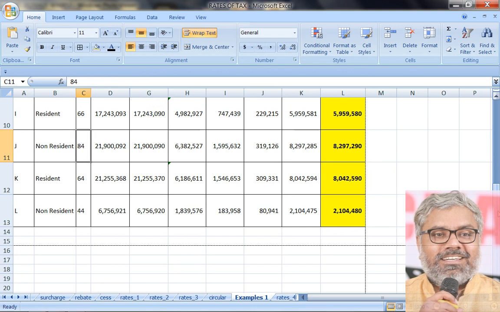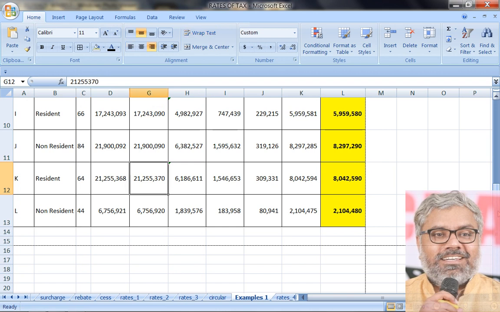For J, again non-resident, even though 84 we don't care, calculation is quite normal. Same income minus 10 lakhs into 30% plus 1,12,500, no difference there. Surcharge you have to be careful because the income is more than 2 crores but less than 5 crores. Surcharge is 25%. Cess is common. After adding all this, final tax payable by this SSC J is 82 lakhs 97,210, 90 after rounding also. That is the final answer.